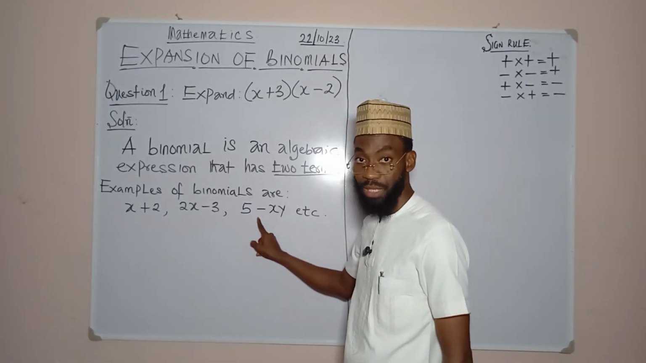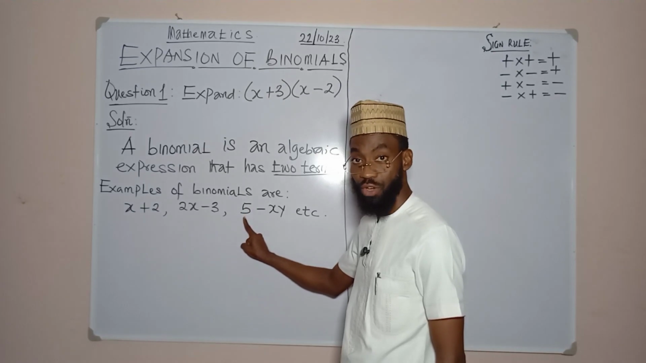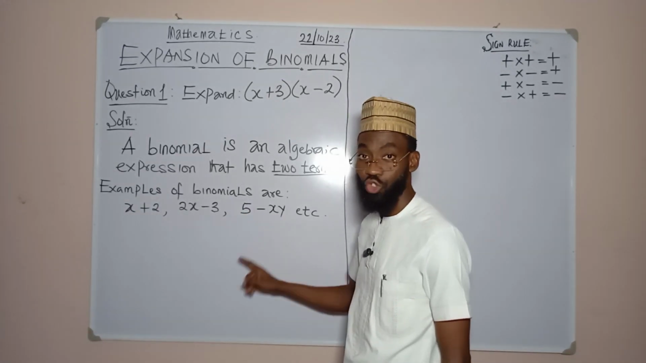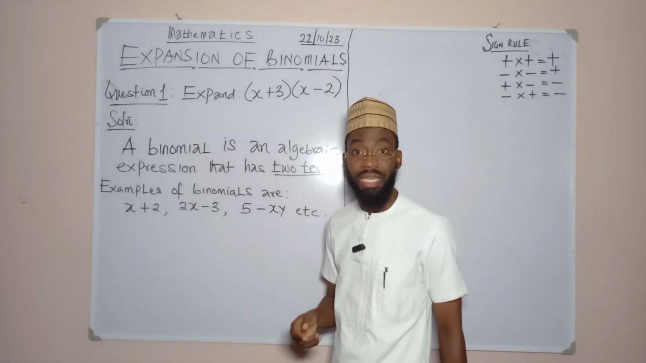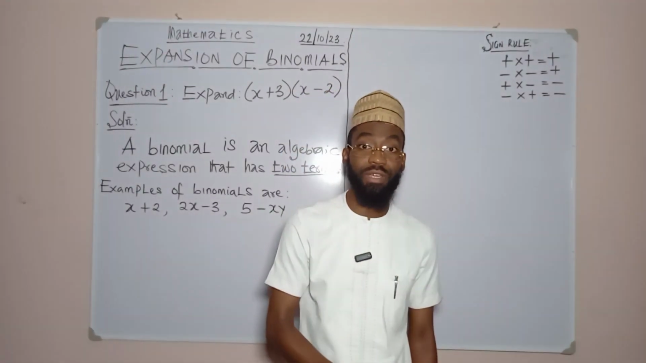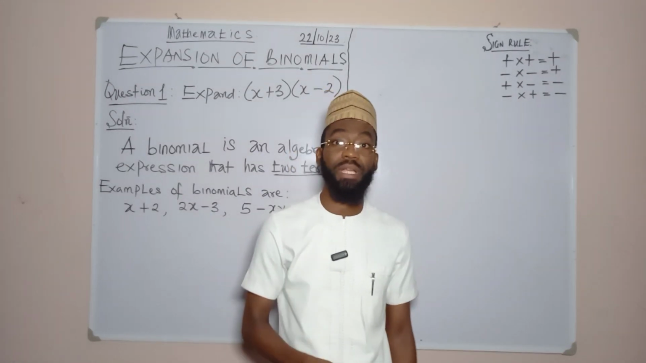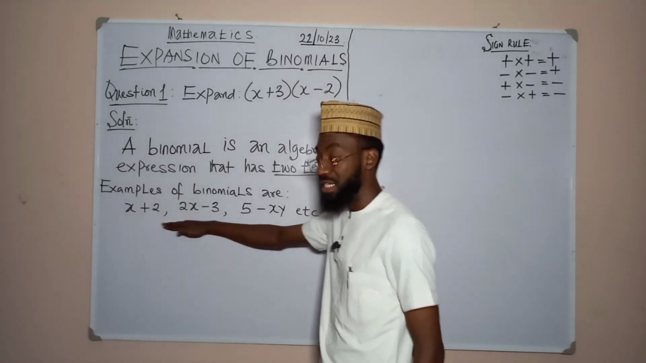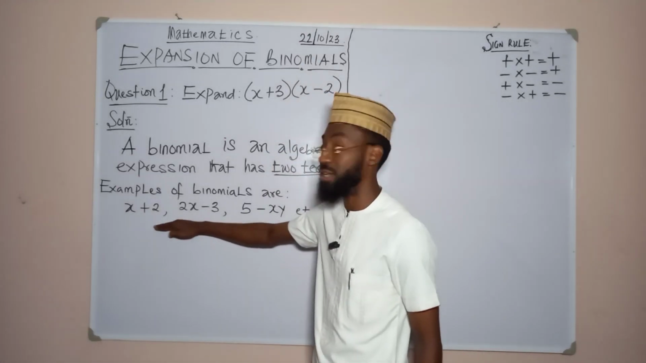The same thing is also applicable in the third example. We have a number, we also have a variable multiplying a variable. So a term can be a number, a term can be a variable only, a term can be a variable multiplying a variable, a term can also be a number multiplying a variable. So in this case, all these are referred to as binomials.